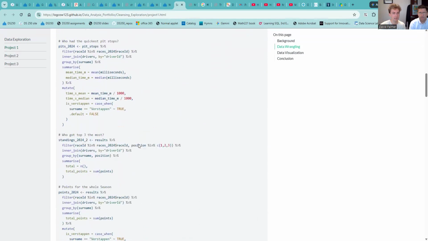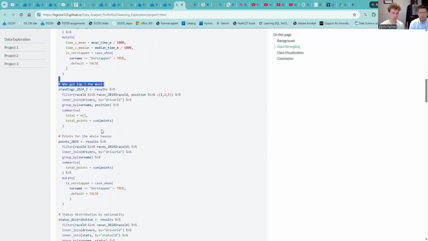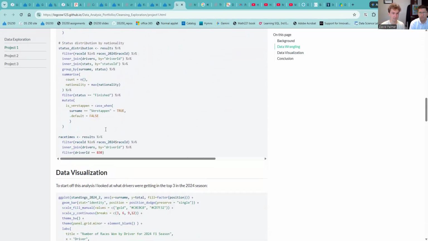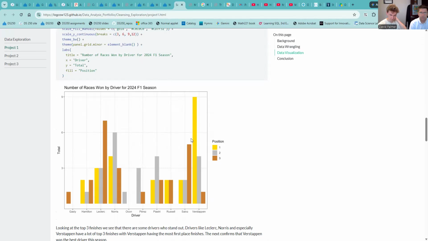That was cool. We got who got top three the most. So which drivers were in the top three? That would be this graph right here. So this graph, the way it's set up, you have the position they got, first position, second position, third position, and how many times they got that position over the entire season.